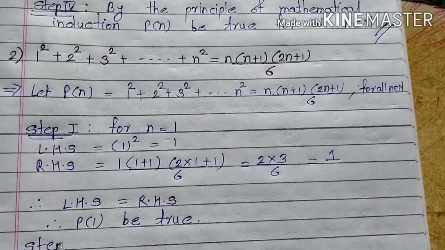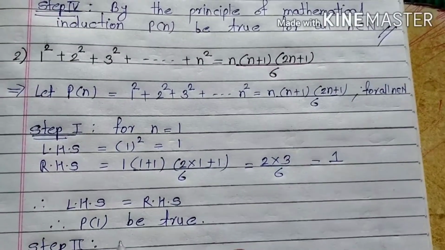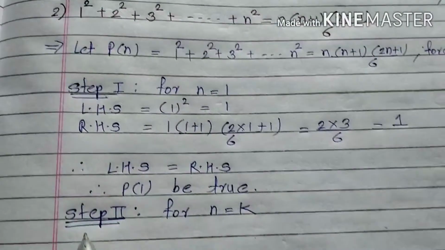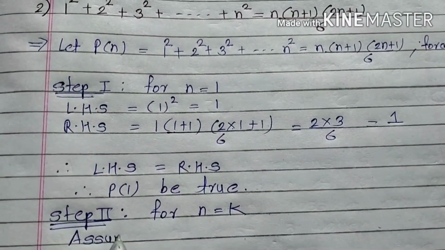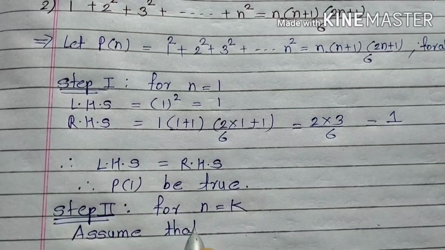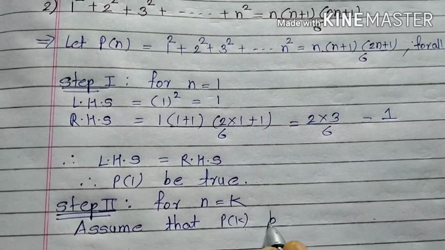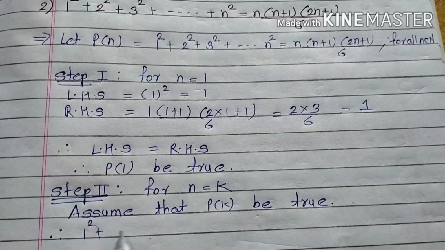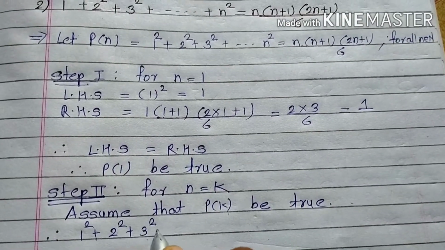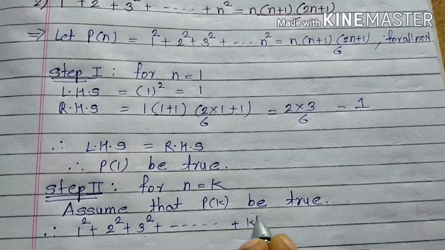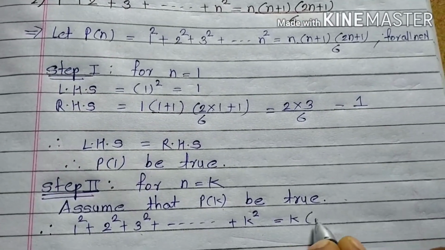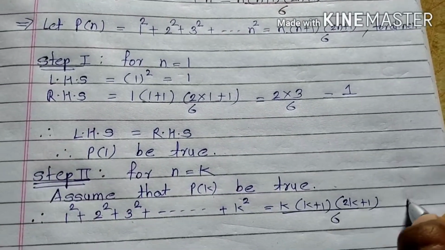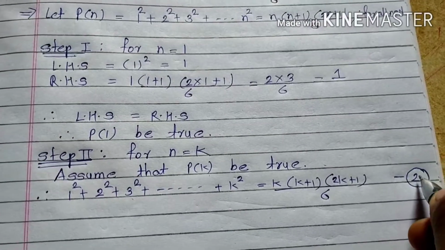Step second, for n equal to k. So in this step assume that P of k be true. So therefore 1 square plus 2 square plus 3 square up to k square, which is equal to k into k plus 1 into 2k plus 1 upon 6, and give it equation first.